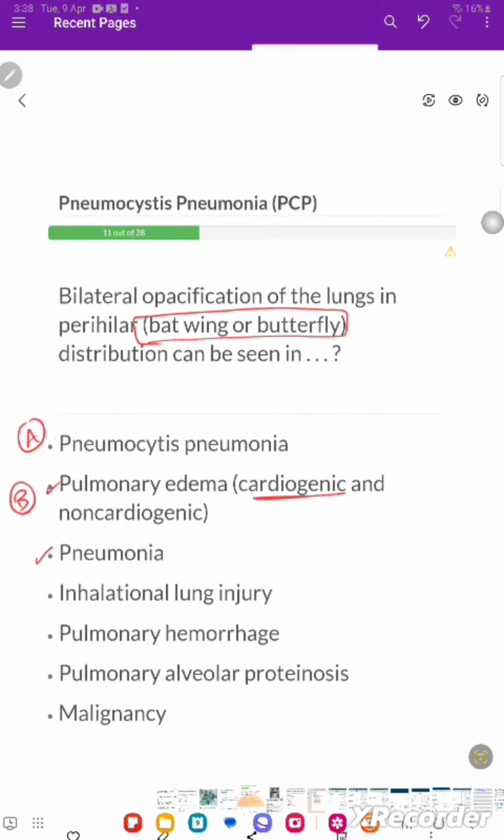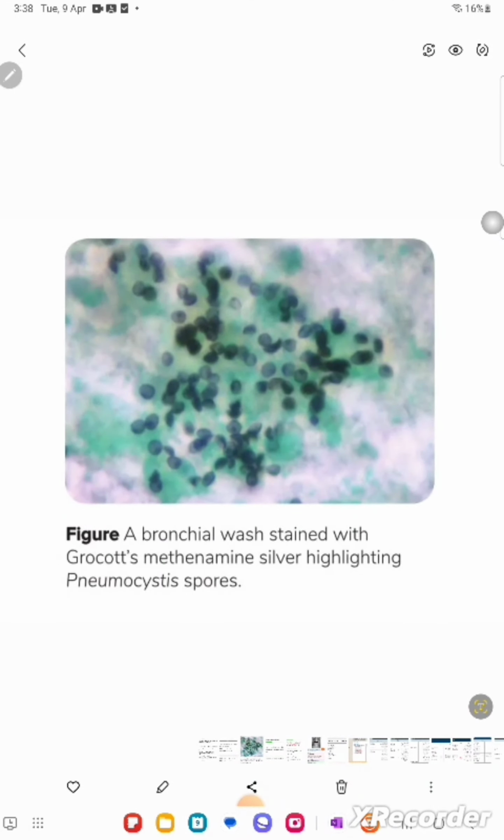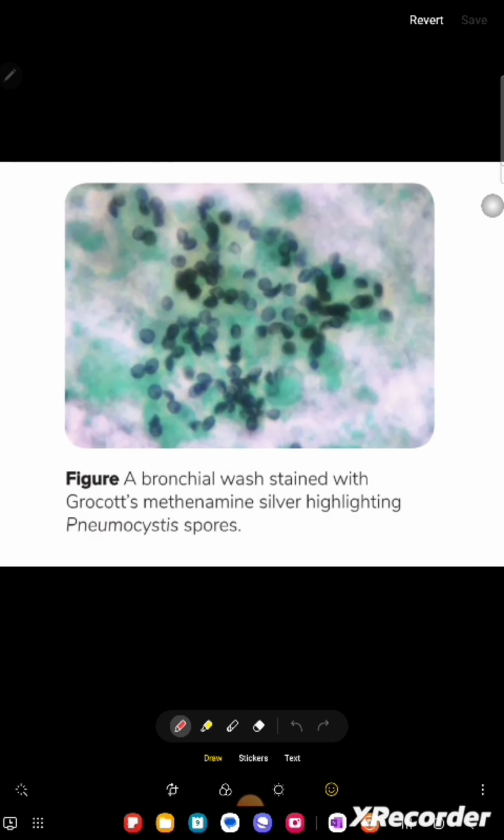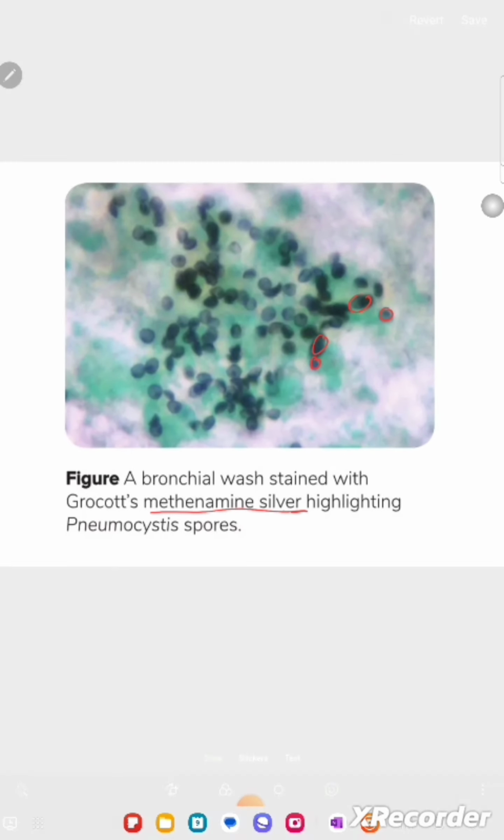So let's have a look at how the pneumonia looks. See how the organism looks. It's called disc-shaped, or simply circular organisms, obtained from an induced sputum sample. So this is a bronchial wash stained with methenamine silver stain, highlighting the spores or Pneumocystis spores.